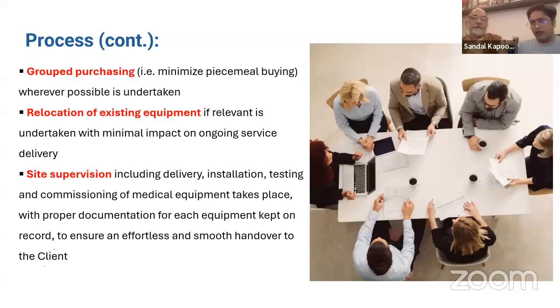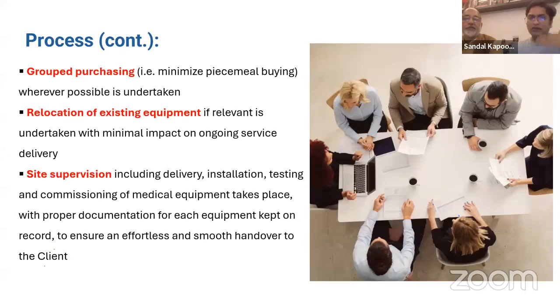After the procurement plan, we'll have to think about site supervision, including the delivery, installation, testing, and commissioning of medical equipment, which needs to take place with proper documentation, like what model number, which company's equipment we are procuring, which model, and what are their annual maintenance contracts. And all those preventive maintenance details, when, what care has to be taken, the numbers, all those things have to be documented very well. So this preventive maintenance schedule has to be developed, implemented, and taken care of.